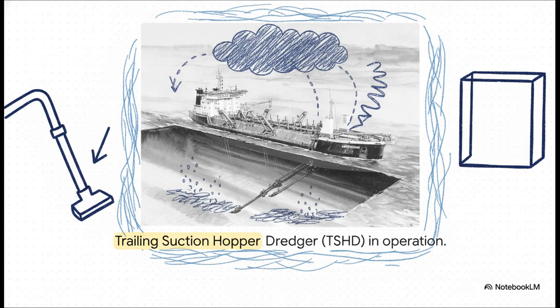This is a trailing suction hopper dredger, or a TSHD for short. It's a fully self-propelled seagoing ship. It lowers these massive suction tubes, which are called drag heads, and quite literally drags them over the seabed while the ship is moving forward.